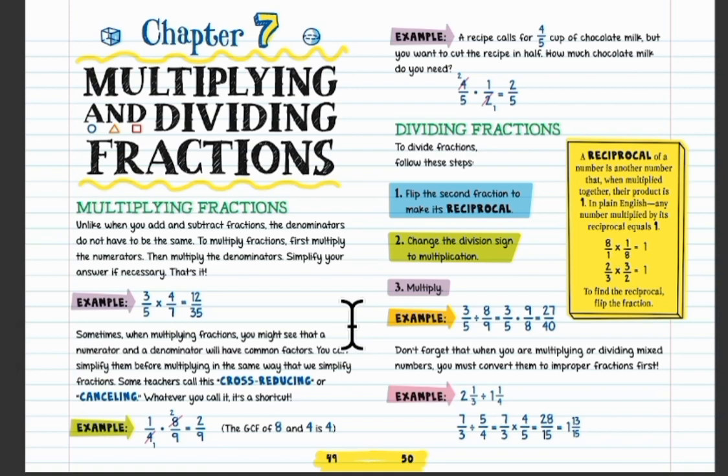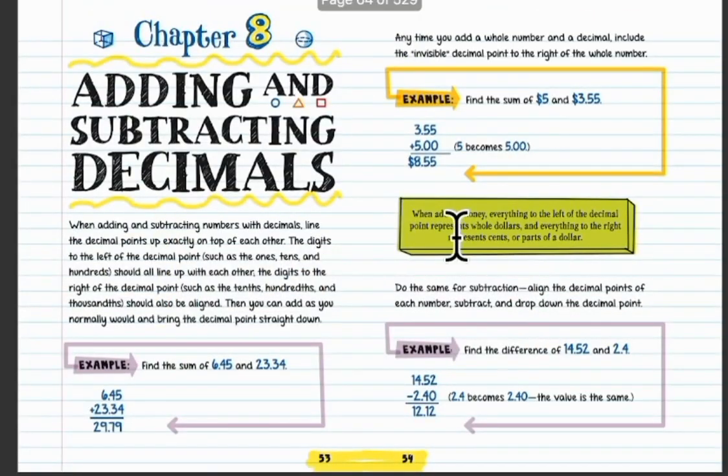Here it says, a reciprocal of a number is another number that, when multiplied together, the product is 1. In plain English, any number multiplied by its reciprocal equals 1. Here's another example, and here it says to find the reciprocal, flip the fraction. Here's some pages to check your knowledge, and here's chapter 8, adding and subtracting decimals.